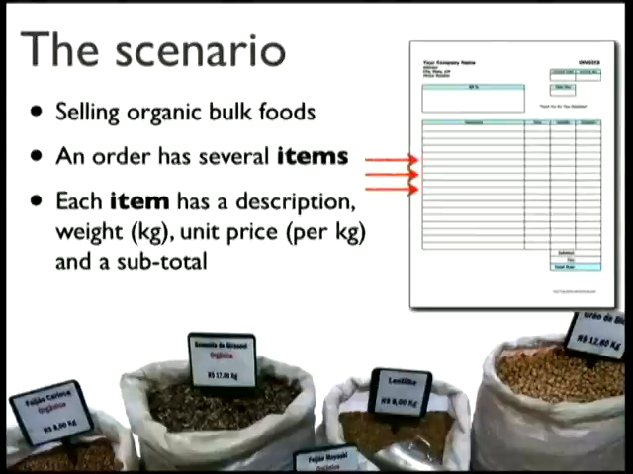But to give a sort of a real-life context to the talk, imagine that you have a scenario where you're developing this e-commerce application to sell organic bulk foods, right? So you have the classic line item abstraction, right? So you have this order, and there are the line items. Each item has a description, a weight in kilos, a unit price per kilo, and a subtotal for that line.